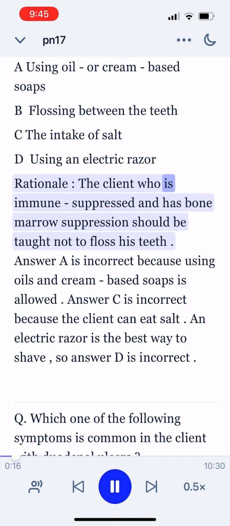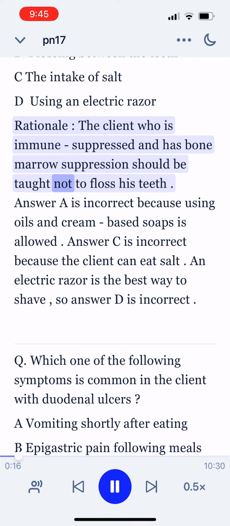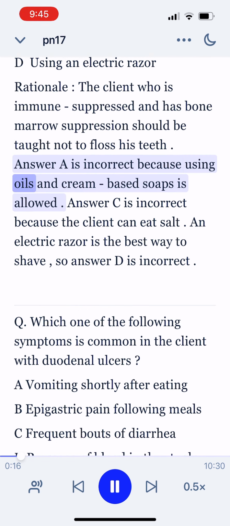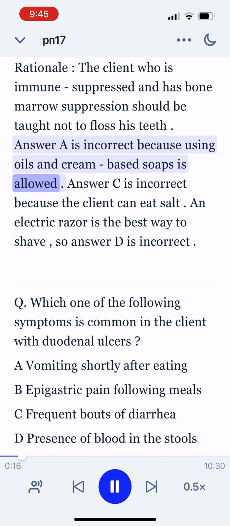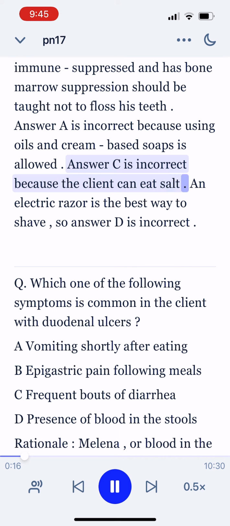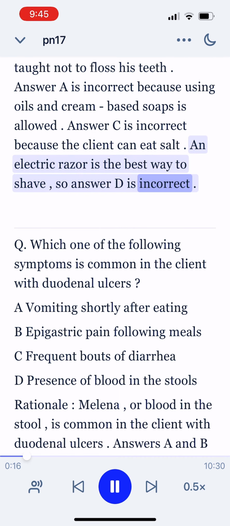Rationale: The client who is immune suppressed and has bone marrow suppression should be taught not to floss his teeth. Answer A is incorrect because using oil and cream-based soaps is allowed. Answer C is incorrect because the client can eat salt. An electric razor is the best way to shave, so answer D is incorrect.